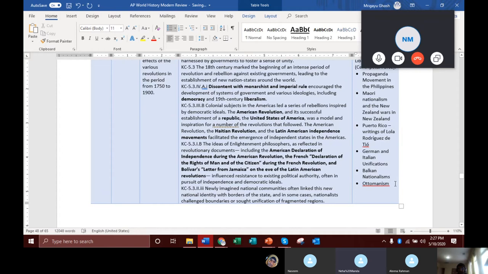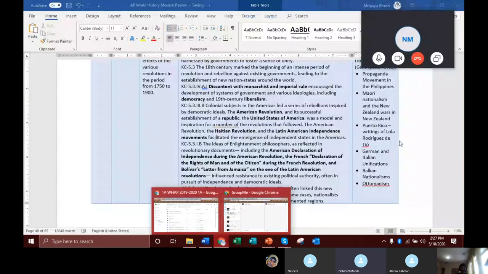And then we have Ottomanism, which was... Ottomanism. Apparently that's a thing. I don't know where I got it from, but apparently it's a thing. So let's search it up.